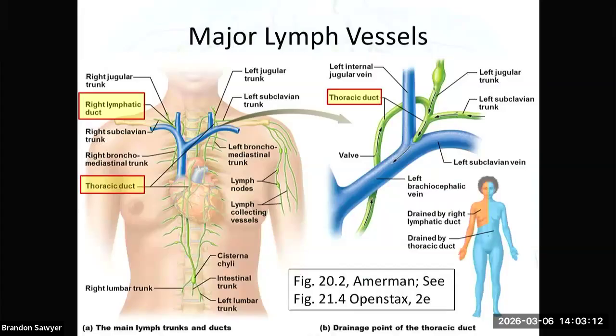Okay, so here we can see where those big vessels are. That right lymphatic duct, you can see right there where it pokes right into the right subclavian vein. And then the thoracic duct goes right into the left subclavian vein. We can see how that connects there. So that's how we recover that fluid. It goes into these big vessels and then dumps back into our veins.